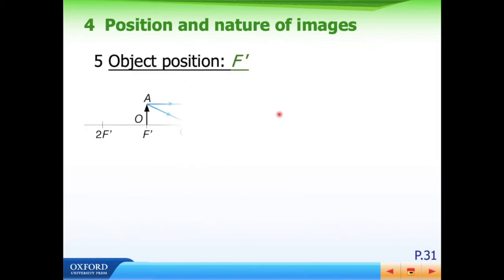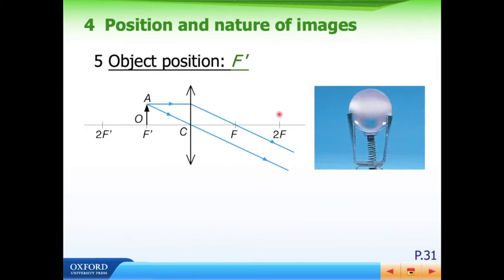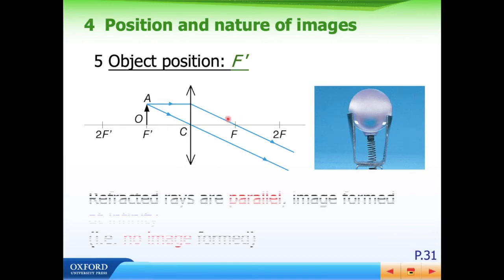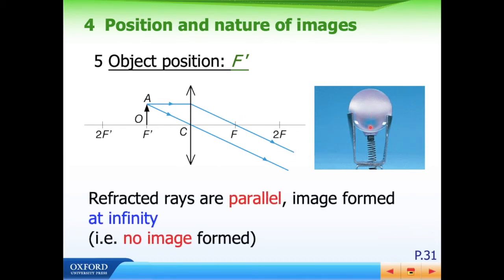Situation number 5 is that our object now is located at F prime. So this is where our object is. Looking at this picture right here, we are able to note that there is no such image being formed. The refracted rays are parallel, therefore the image formed is at infinity. Thus, we will not be able to see an image in our lens because no image is formed.